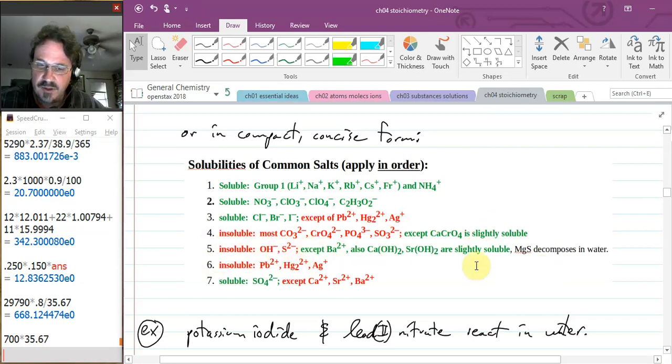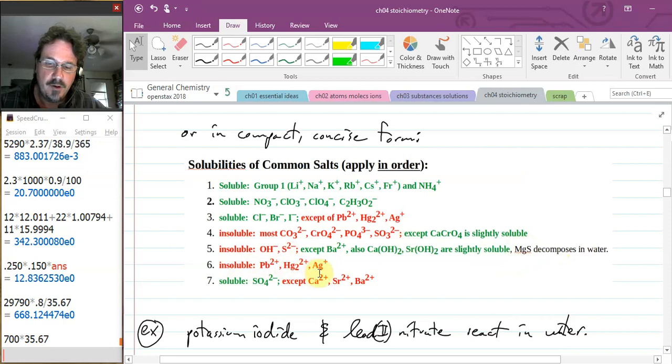And then we've got our exceptions. Except for barium. So barium hydroxide or barium sulfide are going to be soluble. Also, except for calcium hydroxide and strontium hydroxide, which are just slightly soluble. So again, it barely is an exception. Magnesium sulfide, I think we already mentioned. That one actually just decomposes in water. So, well, it's soluble in some sort, but it quickly reacts and turns into something else.